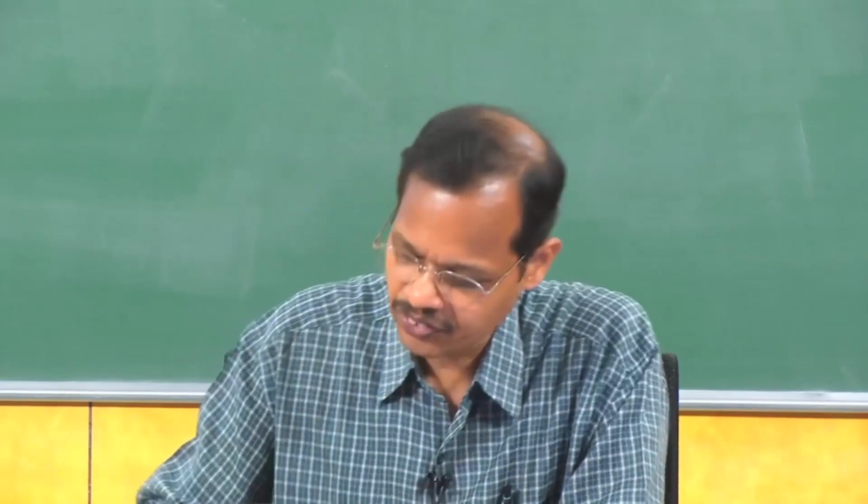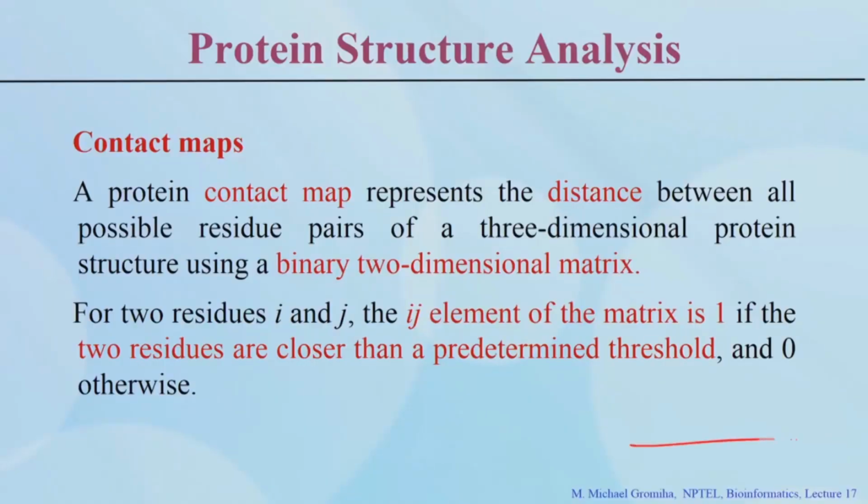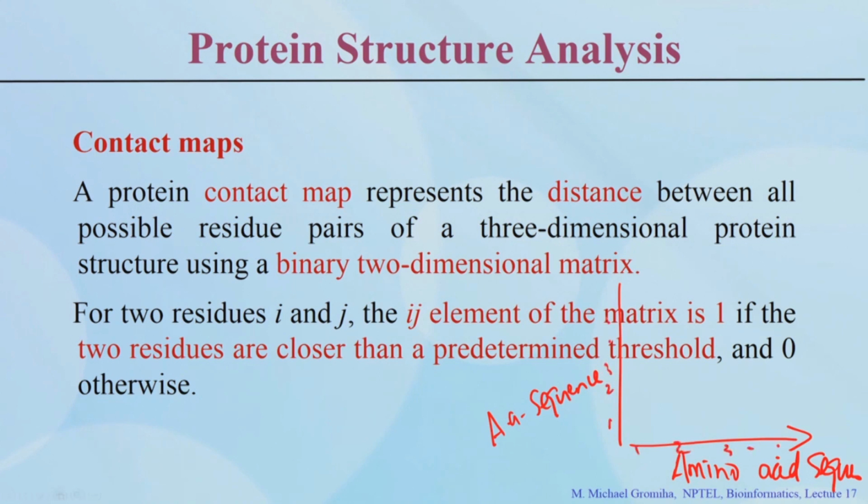For example, on the x axis you have the amino acid sequence, and on the y axis you also have the amino acid sequence, say 1, 2, 3 like that. Now, the question is whether these residues are in contact or not. If they are in contact, you put a dot; if no contact, leave it blank. Then you will get a matrix that shows which residues are in contact. I will show you some examples.